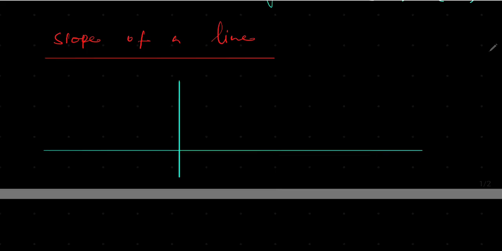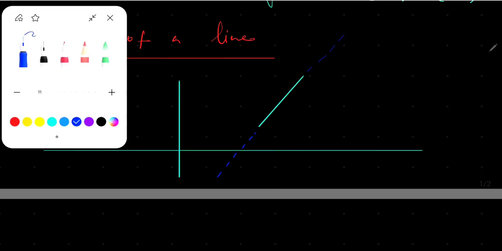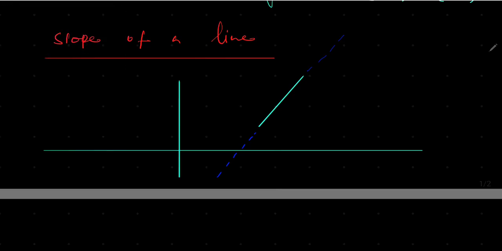So the slope of a line is simply, if you draw a line like this, it is a line, it has no ending, so you can extend it like this. Now you will say that this line is cutting this particular x-axis and this particular y-axis, right, somewhere.